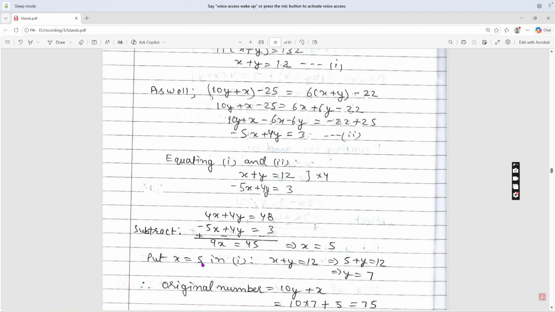Now we are going to put x is equal to 5 in equation 1. What is the first equation? x plus y is equal to 12. So x is 5, so 5 plus y is equal to 12. So y is equal to 12 minus 5, that is equal to 7.